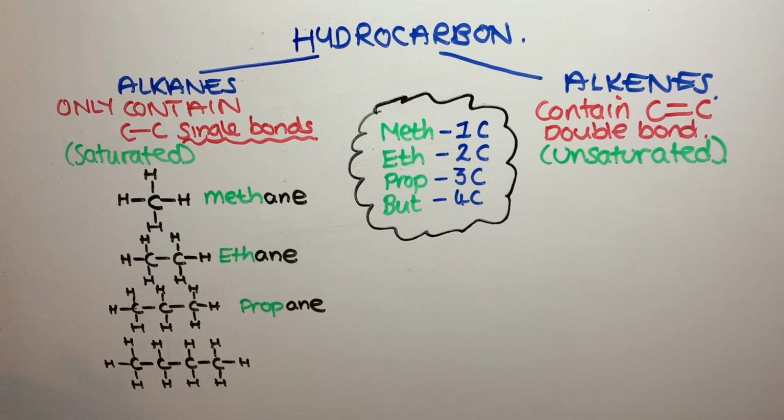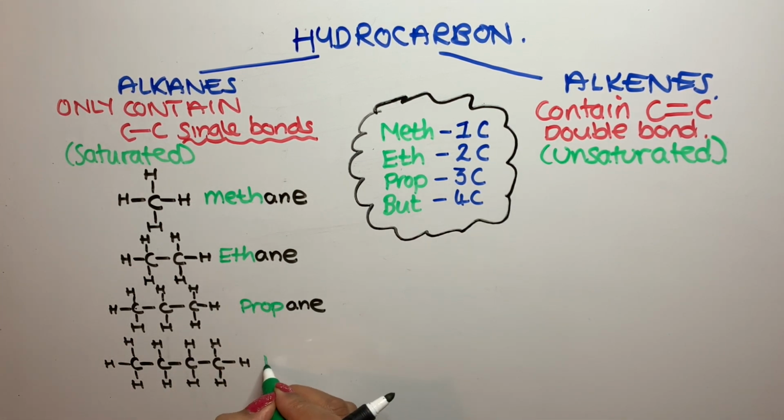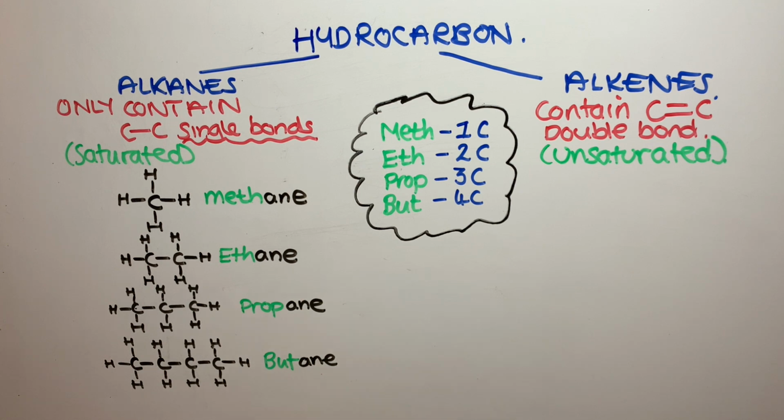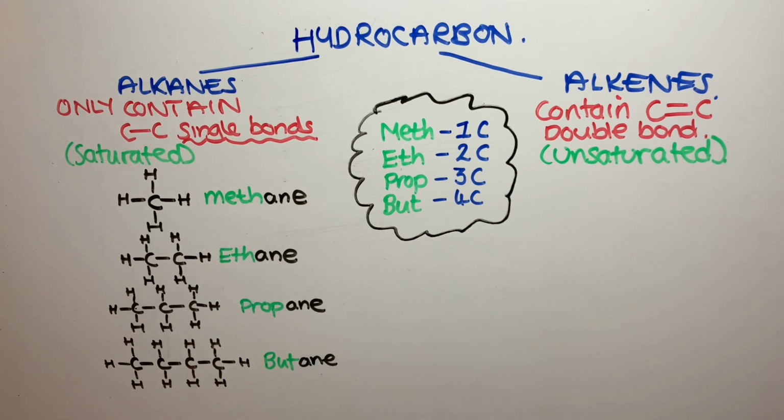And this one now, 4 carbon atoms. First part of the name would be but-, and the second part of the name is -ane, because it's an alkane. So I have methane, ethane, propane, and butane, and those are my alkanes. Every carbon atom has all single bonds.